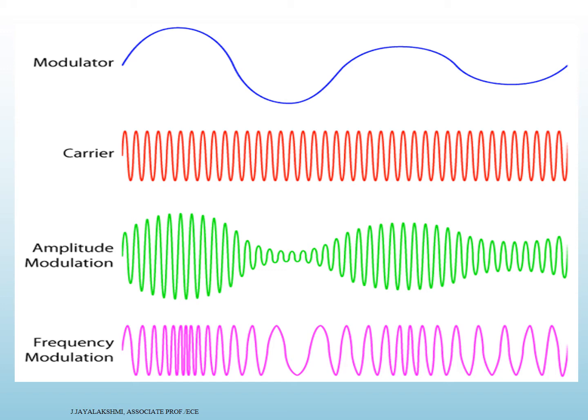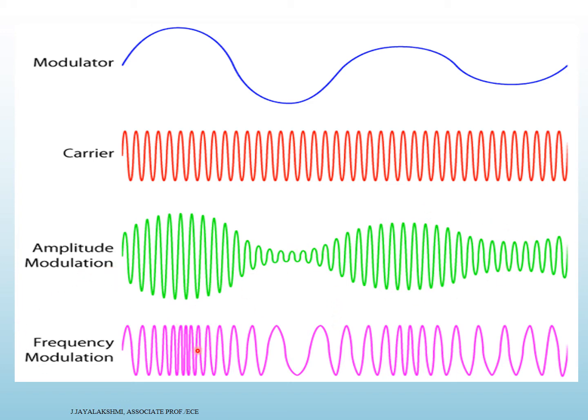Here a few signals are shown which give you the difference between the modulating signal, carrier, amplitude modulation and frequency modulation. This is your baseband signal or the modulating signal, and this is the high frequency carrier signal. You know very well, we have already discussed in the previous lecture what amplitude modulation is. So, this is the amplitude of the modulating signal. The carrier is varied according to the amplitude of the input signal. So, this is the envelope of the amplitude modulated signal.